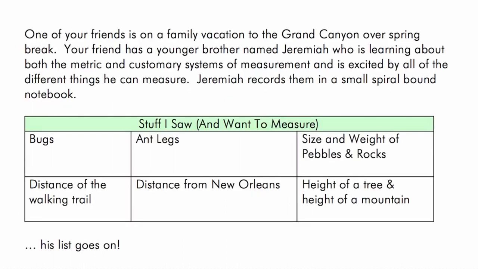For our opening, the question is a little bit of a story. One of your friends is on a family vacation to the Grand Canyon over spring break. Your friend has a younger brother named Jeremiah who is learning about both the metric and customary systems of measurement and is excited by all the different things he can measure. He's a little kid. He sees something. He wants to measure it. Jeremiah records them all in a spiral-bound notebook, and he writes, "Stuff I saw and want to measure." He sees bugs, ant legs, size and weight of pebbles and rocks, distance of the walking trail, distance from New Orleans, which must be his hometown, and height of a tree, height of a mountain. His list goes on.